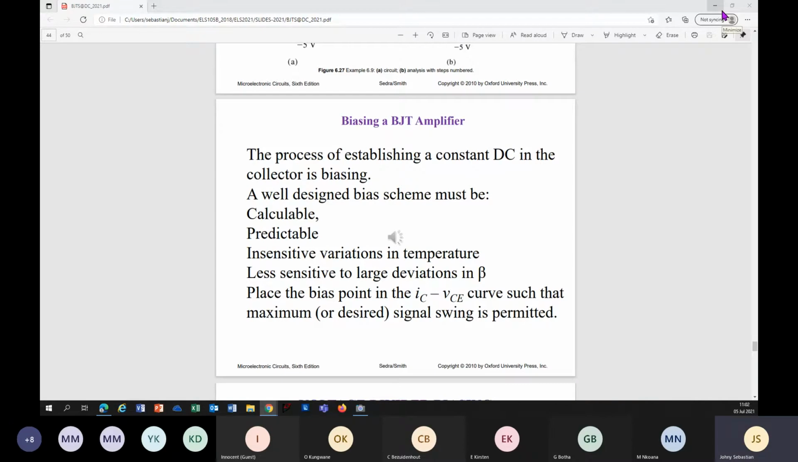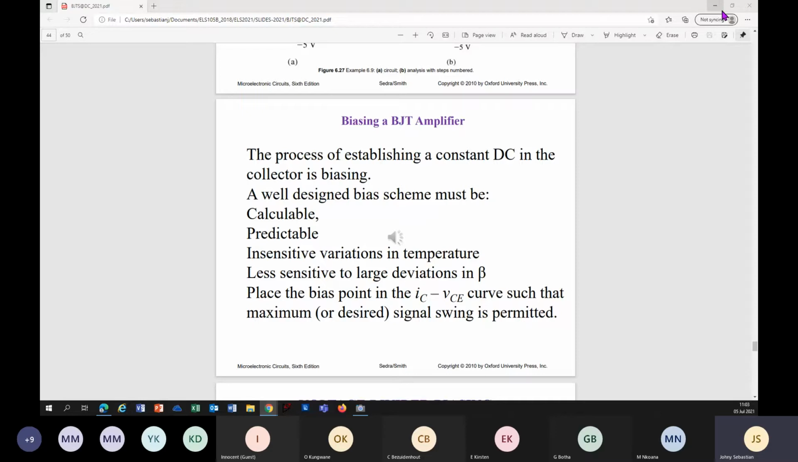The process of establishing a constant DC in the collector is called biasing. That means establishing a collector current. Basically, collector current must flow through the collector to the emitter, through the emitter resistance to the ground or negative supply voltage. A well-designed bias scheme must be calculable, predictable, and insensitive to variations in temperature and beta.